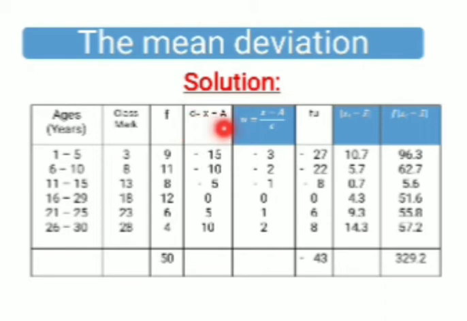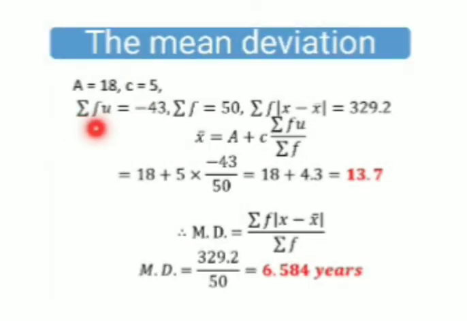So d is equal to x minus the assumed mean. So 3 minus 18 is equal to minus 15. 23 minus 18, we said that let the assumed mean be 18. Is that clear? Let the assumed mean be what? 18. So let's see the formula for mean. So we have the assumed mean to be 18, class size is equal to 5, summation of fu is equal to minus 43.